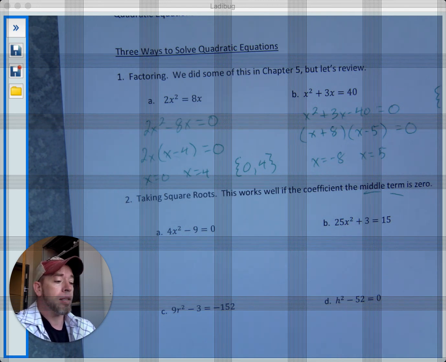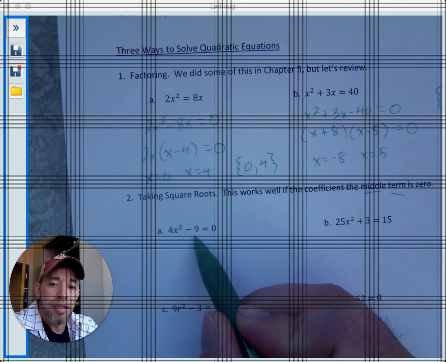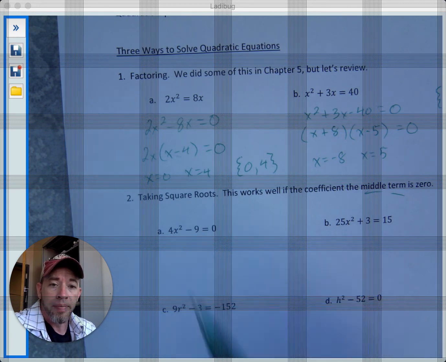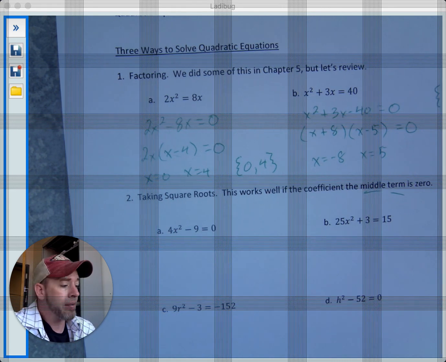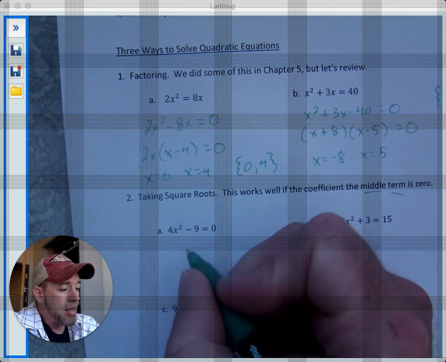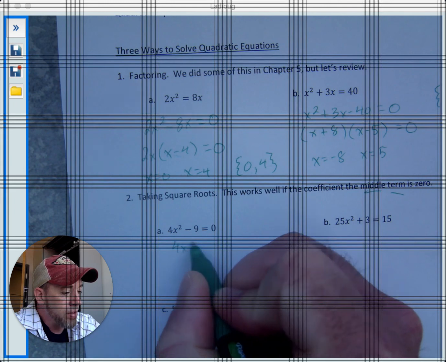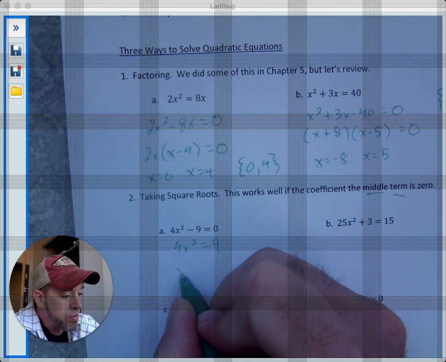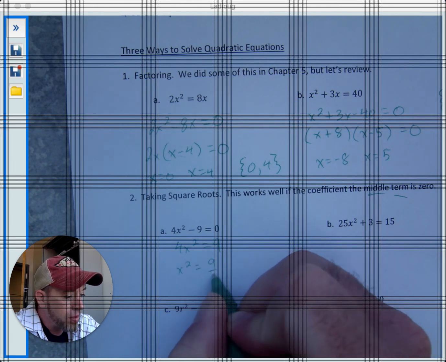How we do that, we can move the constant parts to the right side and try to isolate the x squared, or whatever variable it is squared. So here I'm going to add 9 to both sides. We get 4x squared equals 9. We can divide by 4. We get x squared is 9/4.